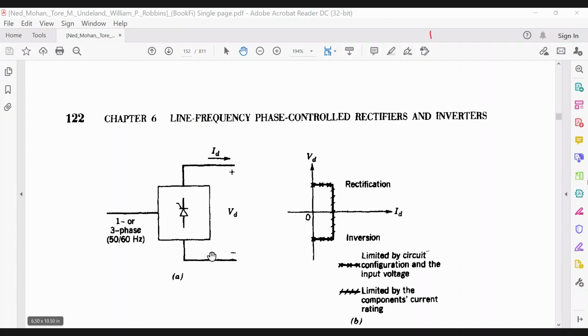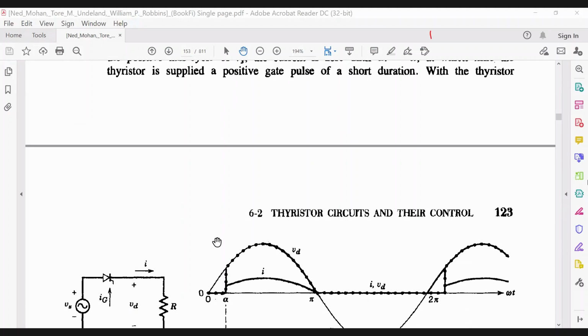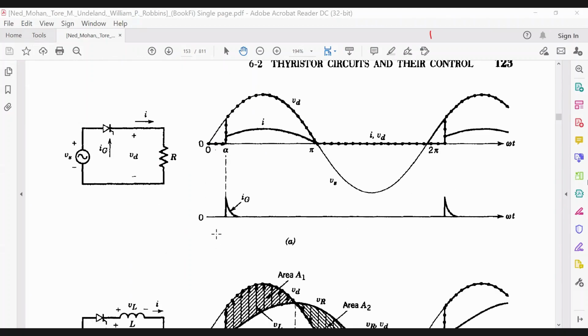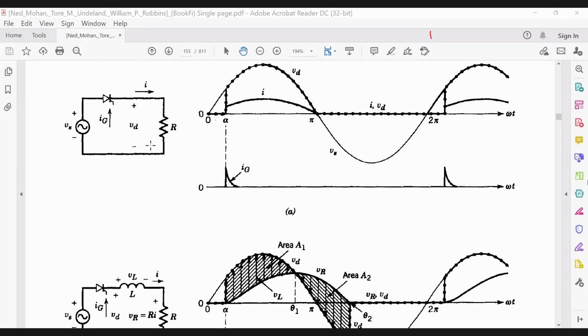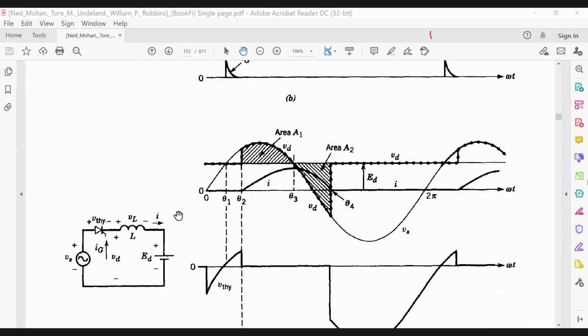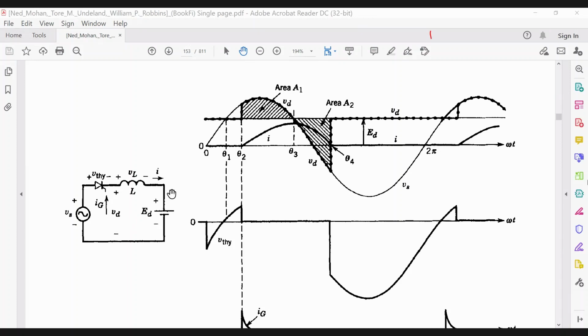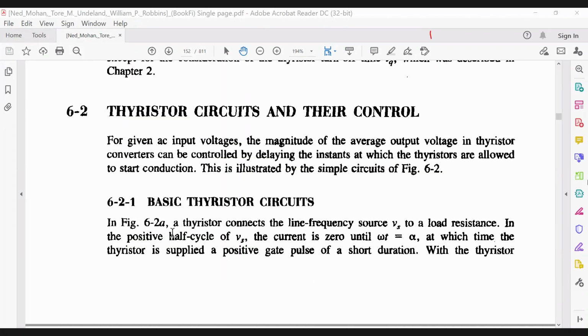Like for the diode, we have studied three basic circuits. Can you remember? One is the half-wave rectifier with the resistive load. Another is the half-wave rectifier with the RL load. Another one, the half-wave rectifier with the constant voltage load. For the diode rectifier, can you remember this? Yes, sir. Okay, good. So now I will be using the whiteboard.